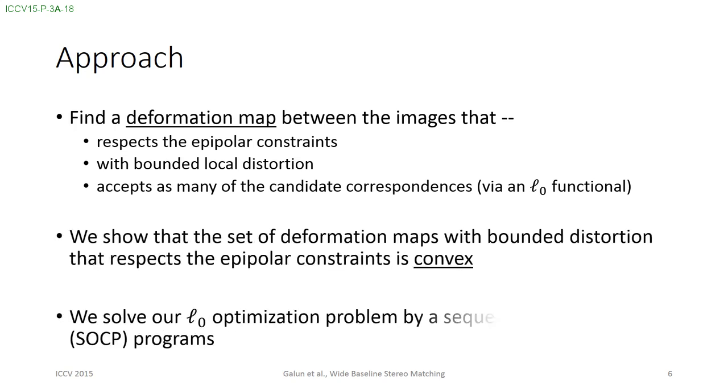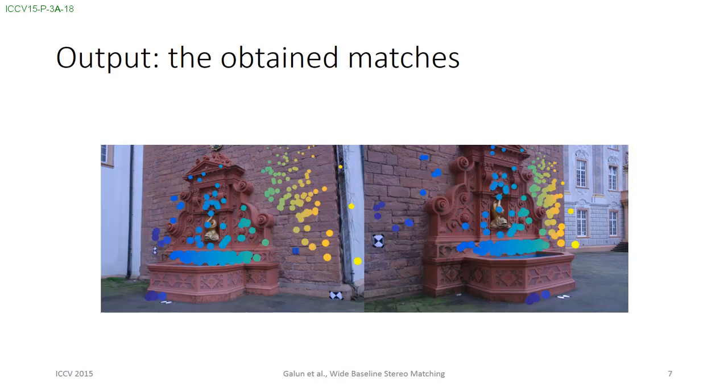We show that a set of bounded distortion maps that obey the epipolar line constraint is convex, allowing us to introduce an efficient algorithm for matching. We show results on the stretcher dataset.